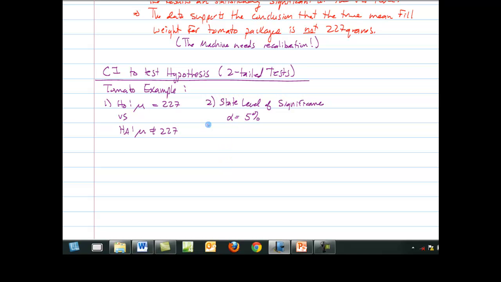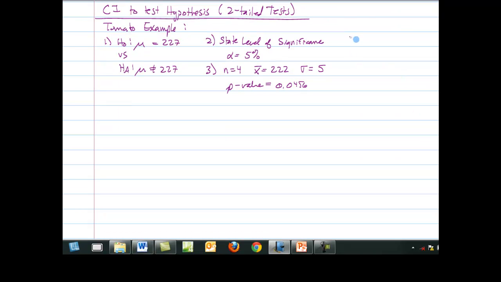And then from here, what we can do then is find the p-value. And we found the p-value, and we took a sample of size 4, and the average of the sample of size 4, x bar, was 222, and our standard deviation, not from the sample but from the distribution that was given, was equal to 5. And then we found the p-value is equal to 0.0456, I believe. So this was our test of significance info.